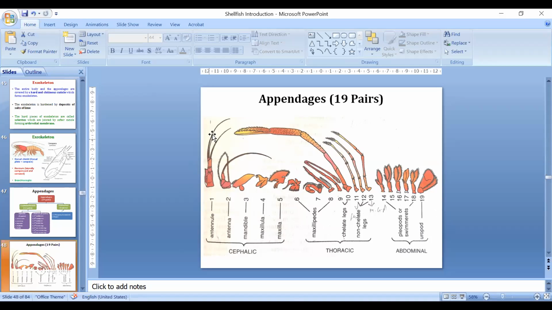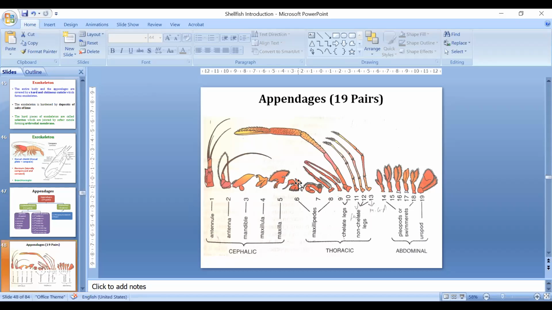So here you can see this is the first pair, first cephalic appendage antennule, second cephalic appendage antenna, third cephalic appendage mandible, fourth cephalic appendage maxillule, and fifth cephalic appendage maxilla. So these 5 appendages are present on the head. They are attached to the head segments. First appendage is on the first segment, second one is on the second segment, this is on third, fourth and fifth, and so on. Okay, now the thoracic appendages.